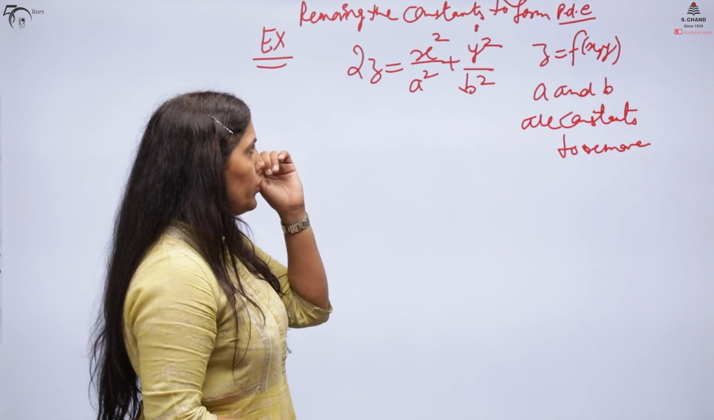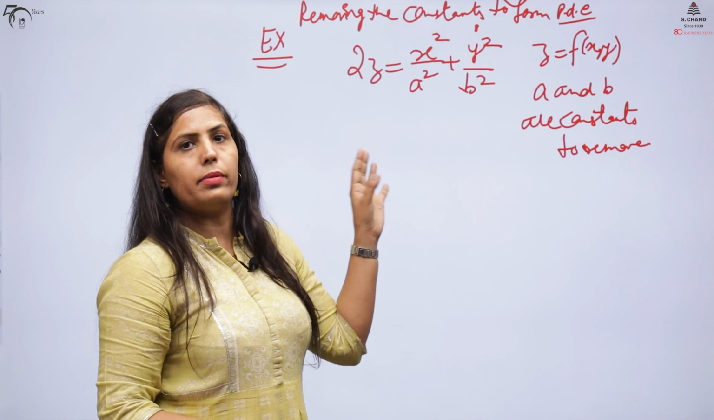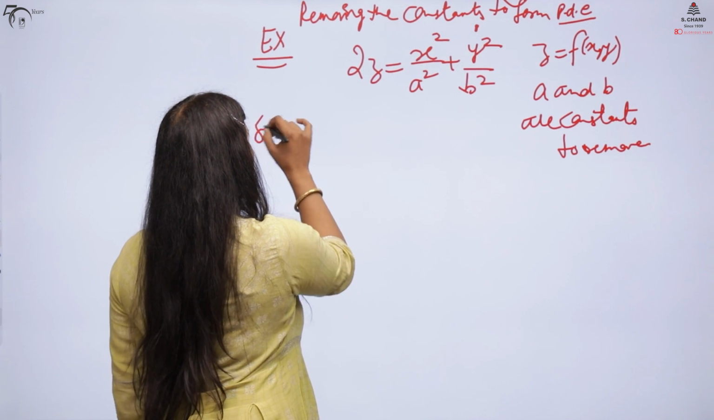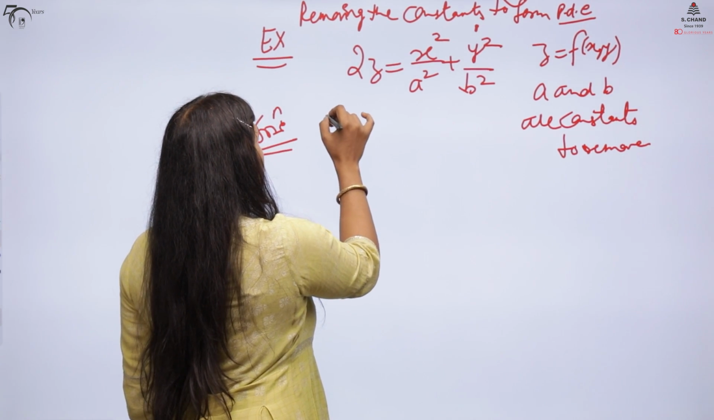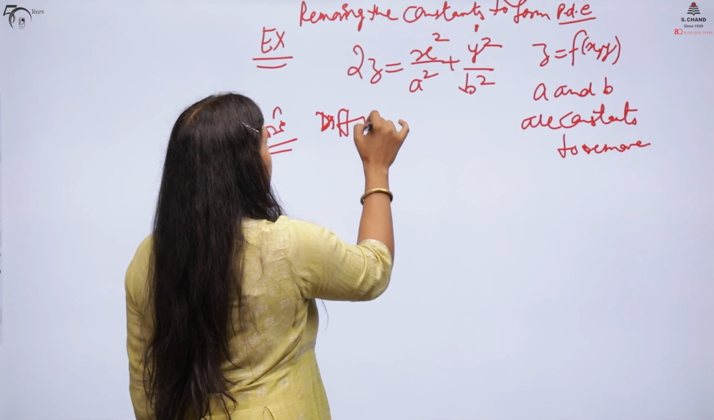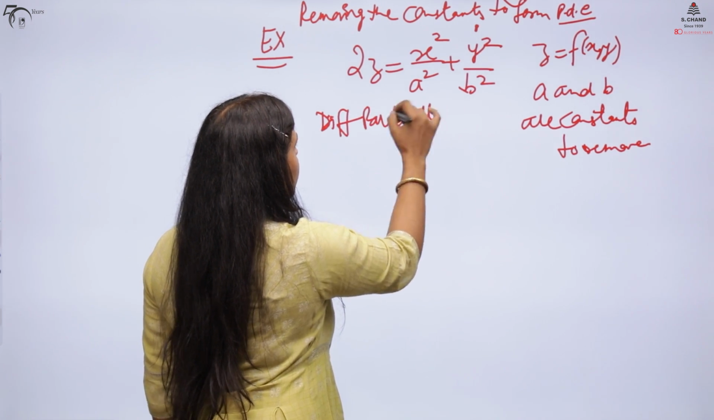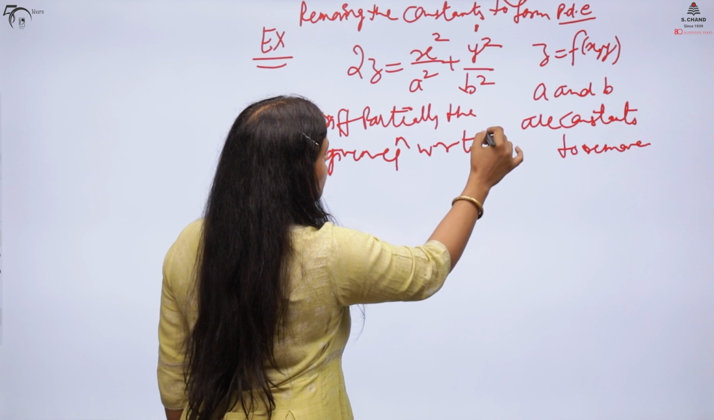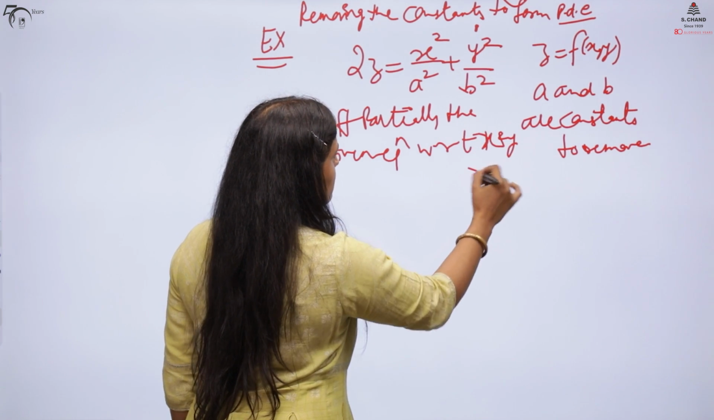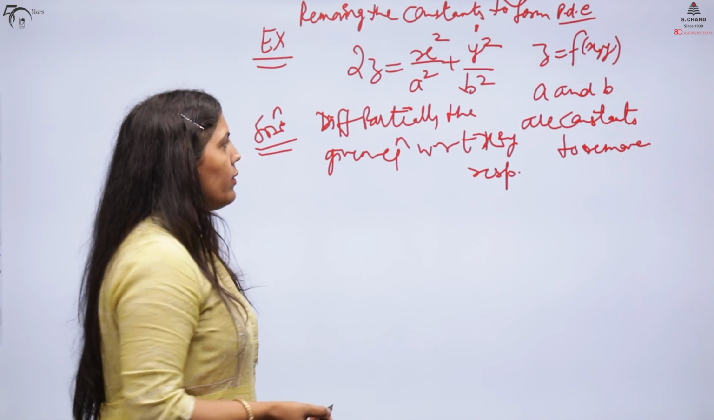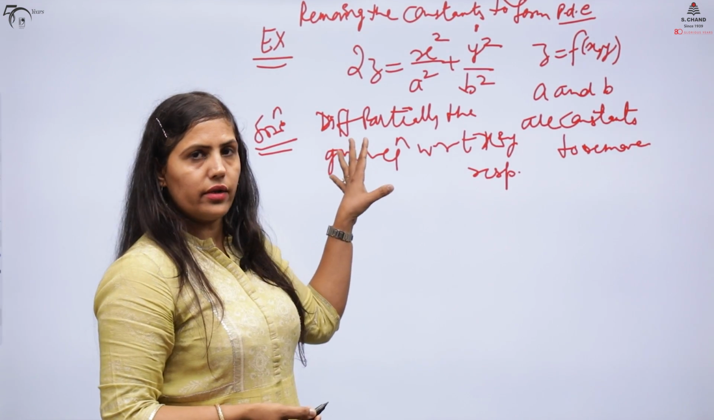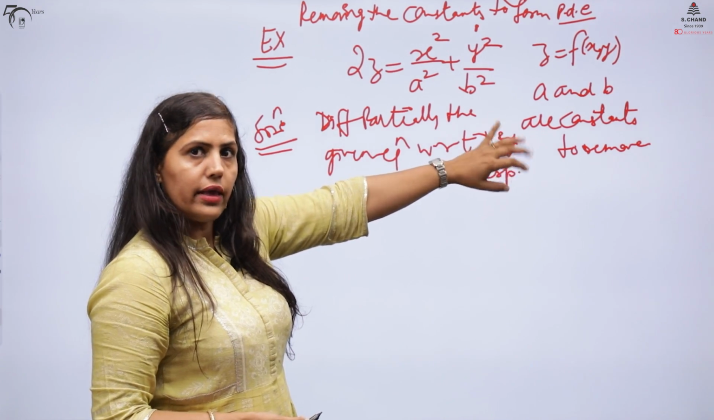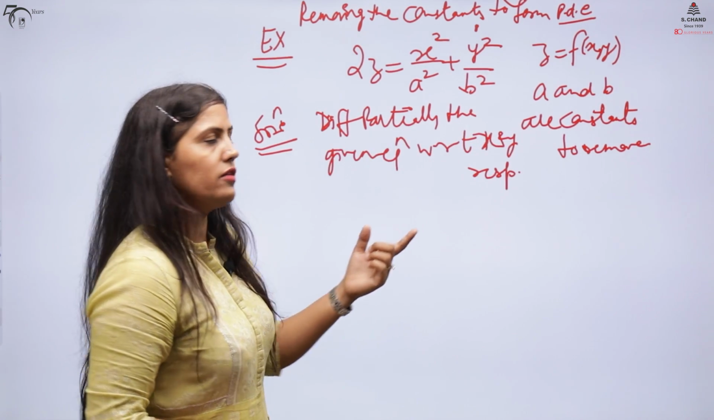So, when you form a partial differential equation, the first step will be taking the partial derivative with respect to x and y. So, for the solution, differentiate partially the given equation with respect to x and y respectively. I have already told you how to take partial derivatives. In partial derivatives, what do we do? If we are taking it with respect to x, x will be treated as variable, others will be treated as constants.